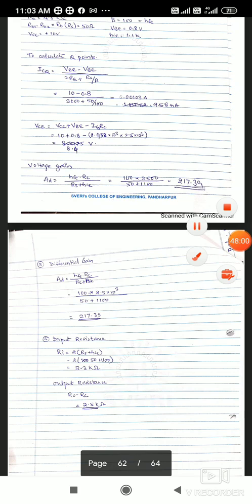That is the frequency response of operational amplifier. Any queries?